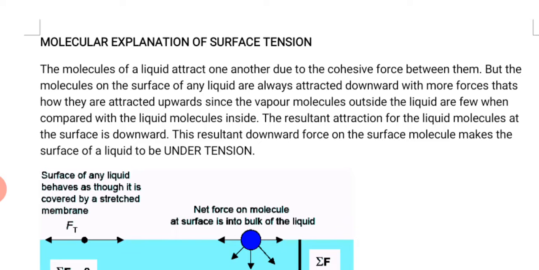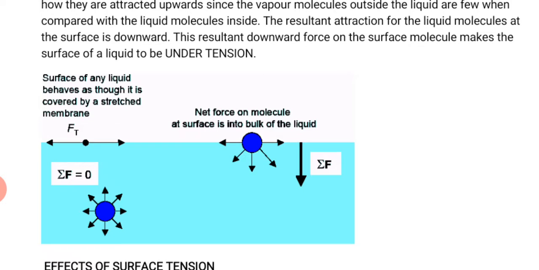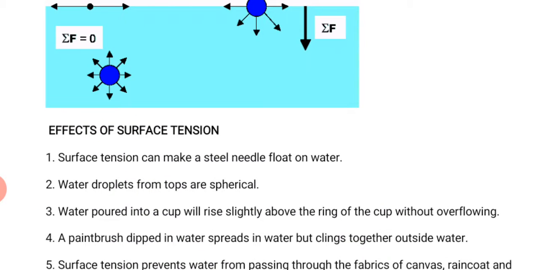This resultant downward force on the surface molecules makes the surface of a liquid to be under tension. We have the diagram there. The surface of any liquid behaves as though it is covered by a stretched membrane, an elastic skin. Net force on molecules at the surface is into the bulk of the liquid. Then we have the effects of surface tension.